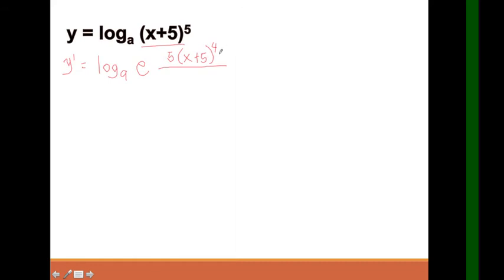So 1 times x plus 5 is the same, so we don't need to write it. If you want, you can put a dot 1 there. If not, that's okay. And then at the bottom is x plus 5 raised to the 5th power. And here, we can cancel this, and there is still one remaining, right? So we have a final answer of the derivative of y, logarithm of base a, e, 5 over x plus 5. So that is our final answer for example number 2. So they are easy, right? Easy to do.